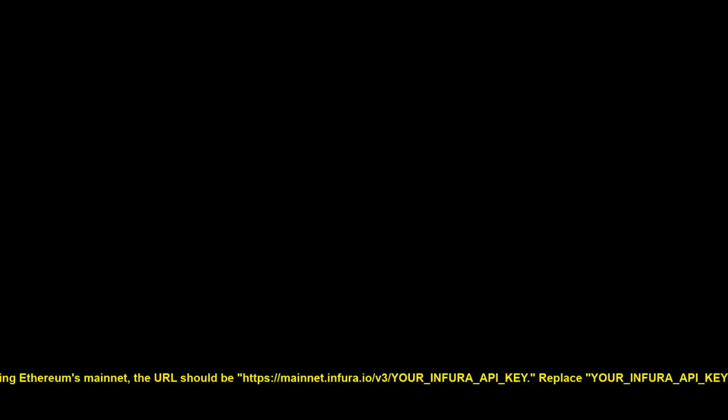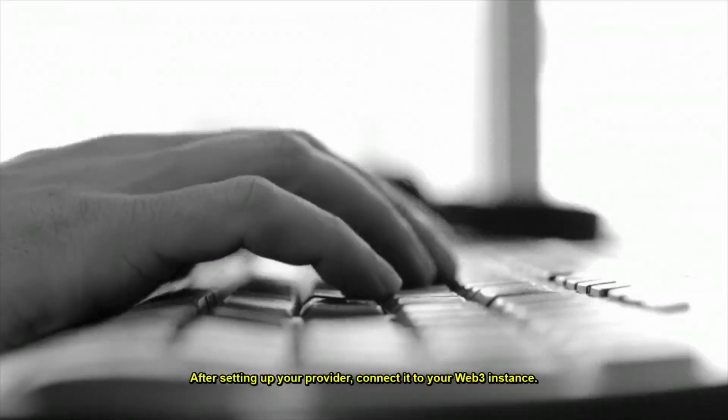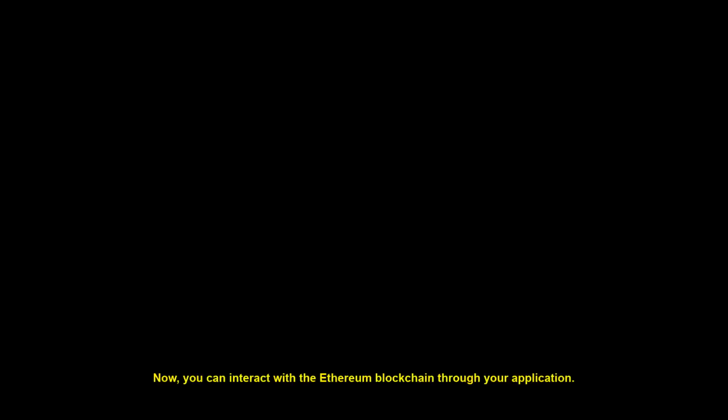Set the provider to Infura by using your copied API key in the following format. Make sure to use the correct URL for the specific network. For example, if you are using Ethereum's mainnet, the URL should be https://mainnet.infura.io/v3. After setting up your provider, connect it to your Web3 instance. Now, you can interact with the Ethereum blockchain through your application.